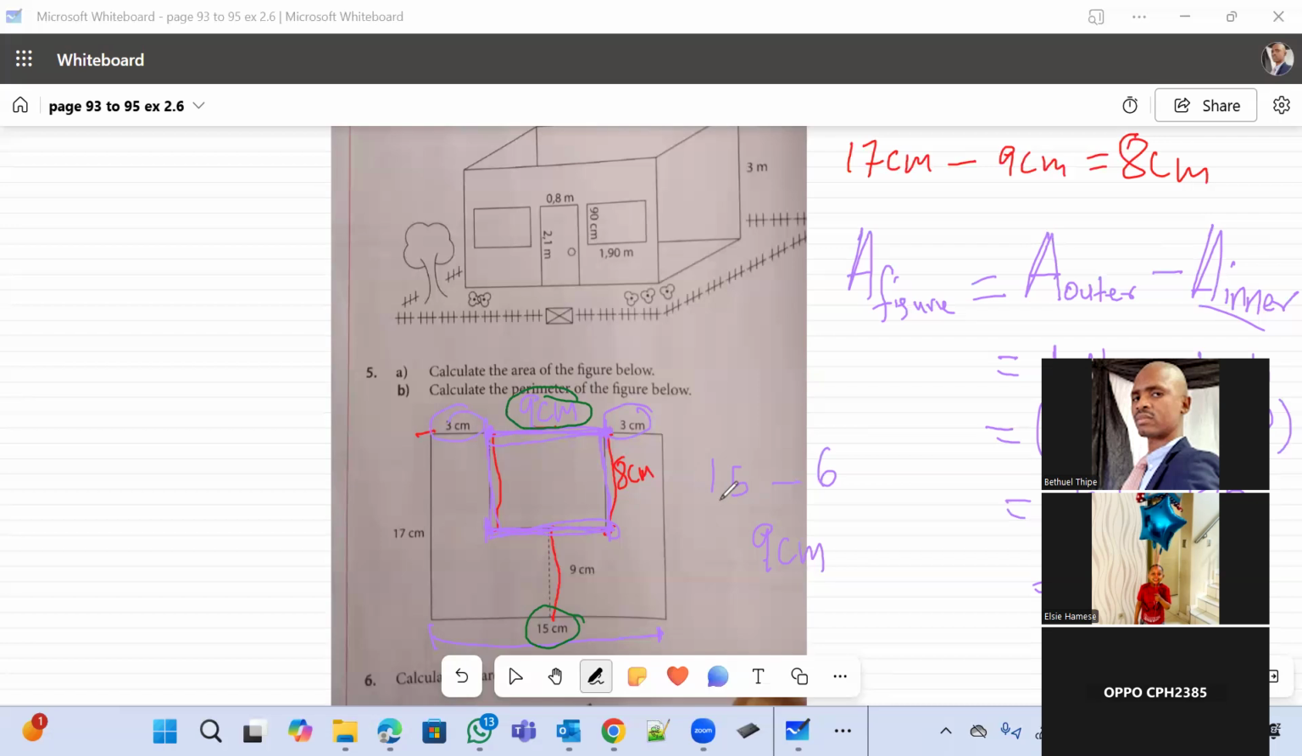How did we find it? We added 3 centimeters plus 3 centimeters, which gives 6, and we got 9 centimeters. Yes, we said the opposite sides are equal. So this is 15, then we said the whole of this is also 15. But because we want the missing one, we must add the 2. That's why it's 6. Then we said the 15 minus the 6, we got the 9. Then here we are all clear, right?